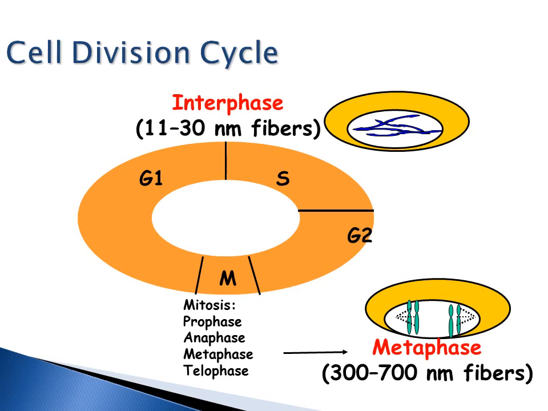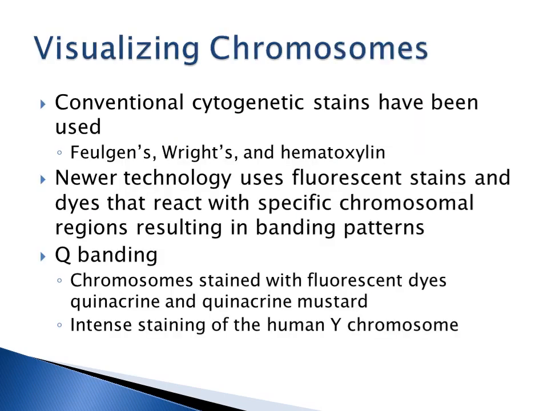And remember, you have your cell division cycle. We talked about mitosis and meiosis in one of the earlier lectures. So you have your interphase, you have your G1, your S, your G2, as well as your mitosis. And in mitosis, you have prophase, anaphase, metaphase, and telophase. And your morphology changes are usually going to occur in a chromosome during interphase or during the metaphase of mitosis.